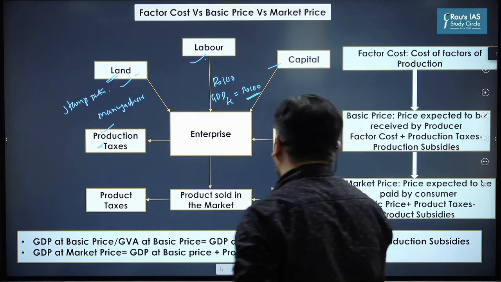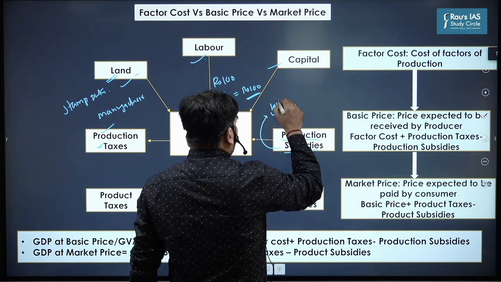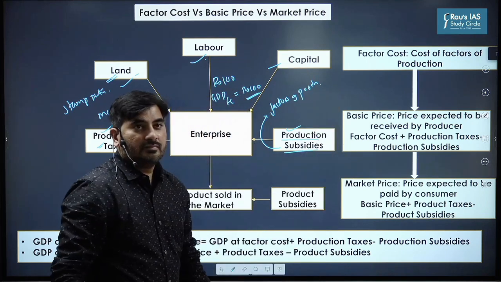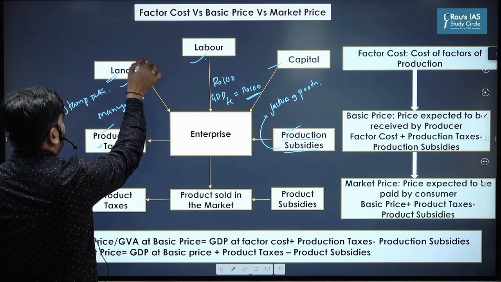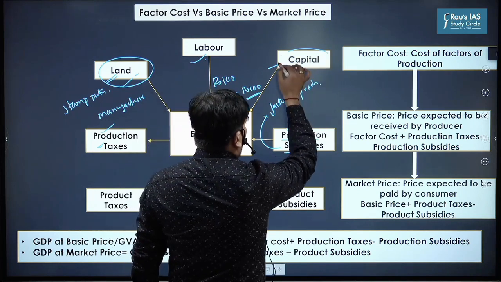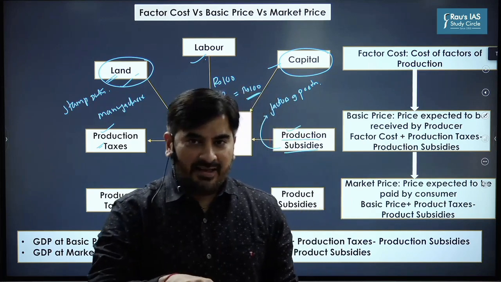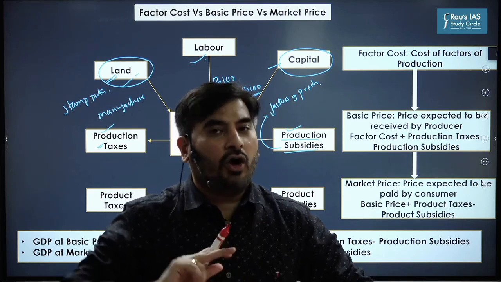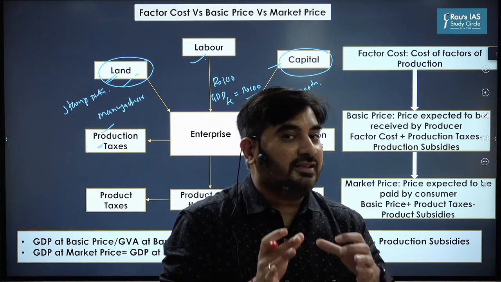Similar to that, you have production subsidies. These are the subsidies which the manufacturers get on the factors of production. For example, the government may provide land at subsidized prices. The government may provide capital or loans at subsidized rates of interest. So can I say that these are the subsidies which the manufacturers are getting on the factors of production, right? So these are the production subsidies.